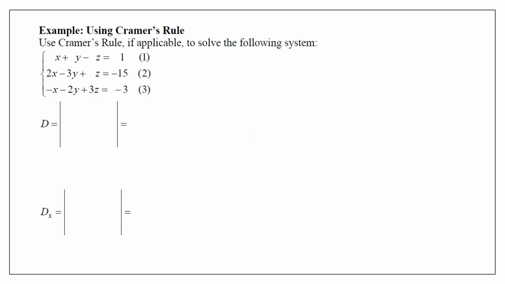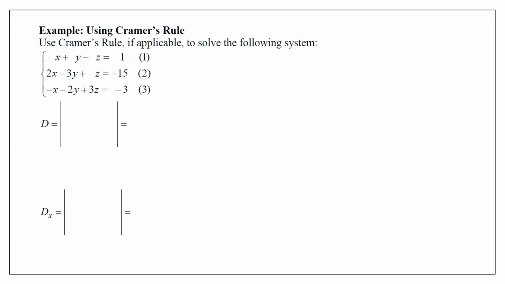All right, so now let's apply this to an actual example. So we're going to use Cramer's rule here, if applicable, to solve our system. Okay? So the first thing that we need to do is make sure that we have the same number of equations as variables. So in this example, we have 3 equations labeled 1, 2, and 3, and each equation has 3 variables, x, y, and z. Okay, so that matches, so we know we can move forward.